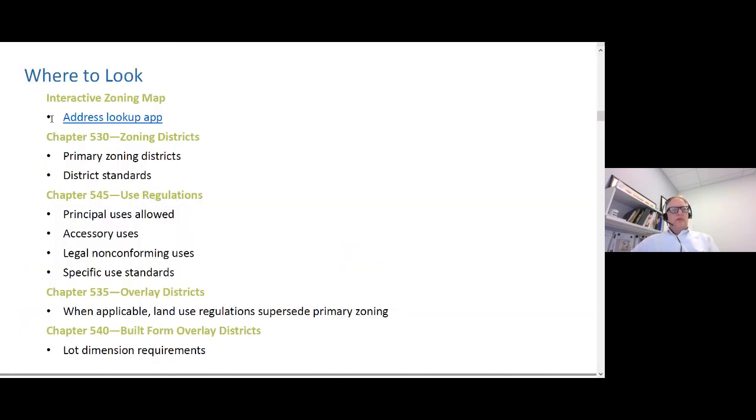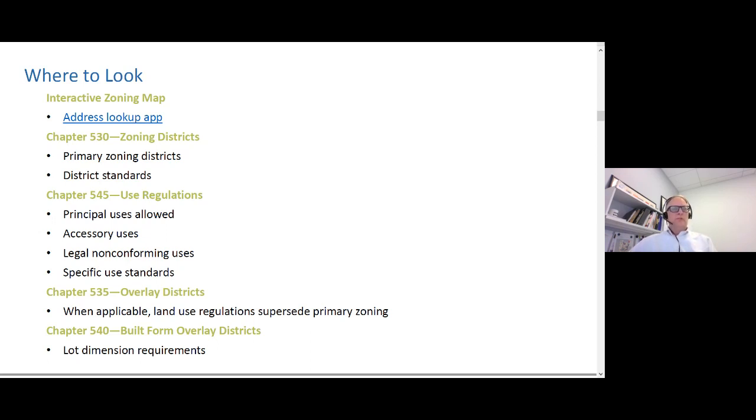In the upcoming slides, we'll go through this key information just noted here: where to find the zoning of a property, information about all the zoning districts, which uses are allowed, and overlay districts, as well as the built form overlay districts. The city has an interactive map where you can enter any address to find the primary zoning district, built form overlay district, and other overlay districts in one search. The top bullet point is a hyperlink, so we'll send that out and post it on our webpage.